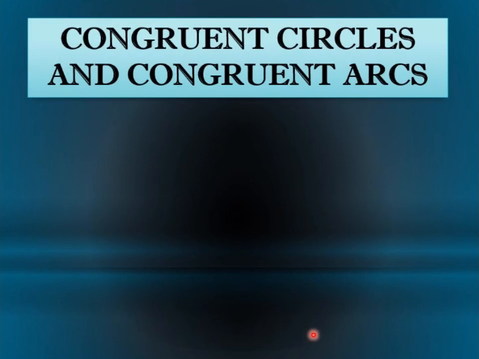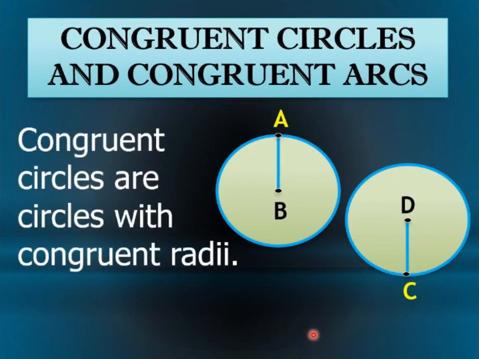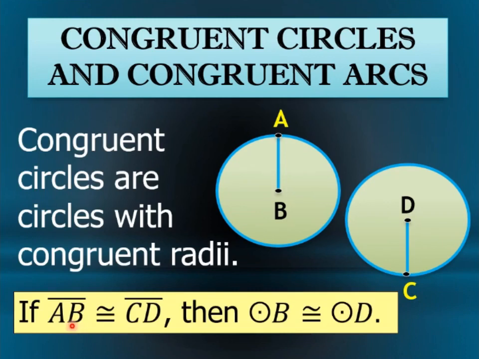Congruent circles and congruent arcs. Given circle B and circle D, congruent circles are circles with congruent radii. If the line segment AB, which is a radius, is congruent to the line segment CD, which is also a radius, then circle B is congruent to circle D.